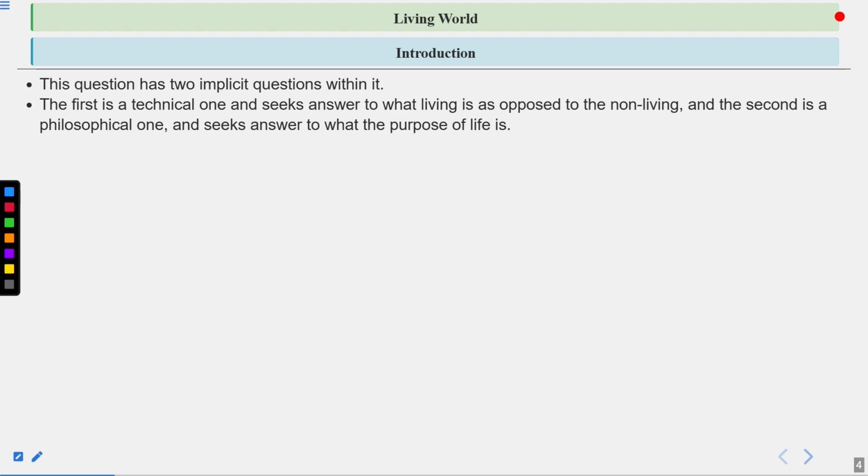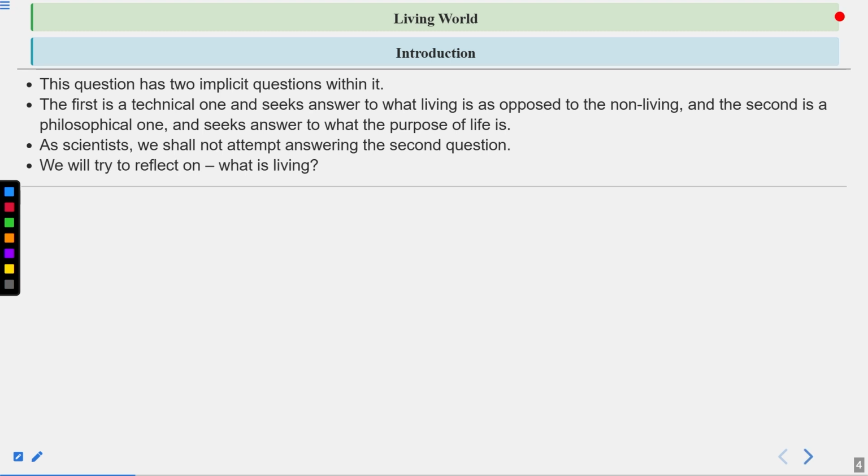So here there are two questions. What is living and what is non-living? Another question is, what is the purpose of life? Okay, what is the purpose of living? So these living organisms, they reproduce, they increase their number. Now, as scientists, we shall not attempt answering the second question, what is the purpose of life? We will try to reflect on what is living.